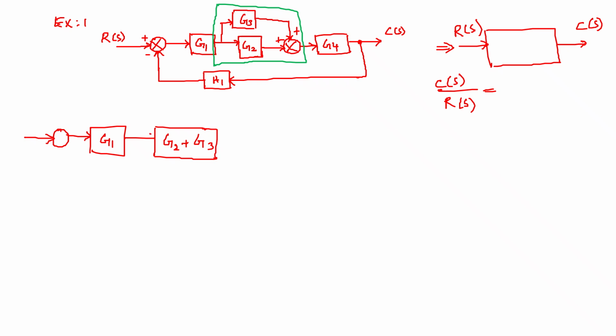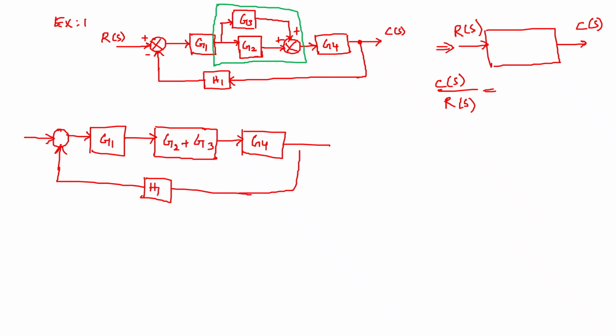You will get G2 plus G3, followed by another block which is G4, then connected with a feedback path passing through a feedback transfer function H1. Now the same R(s) is the input and the same output is C(s). In block diagram reduction, the sign and the orientation of the signal is very important.